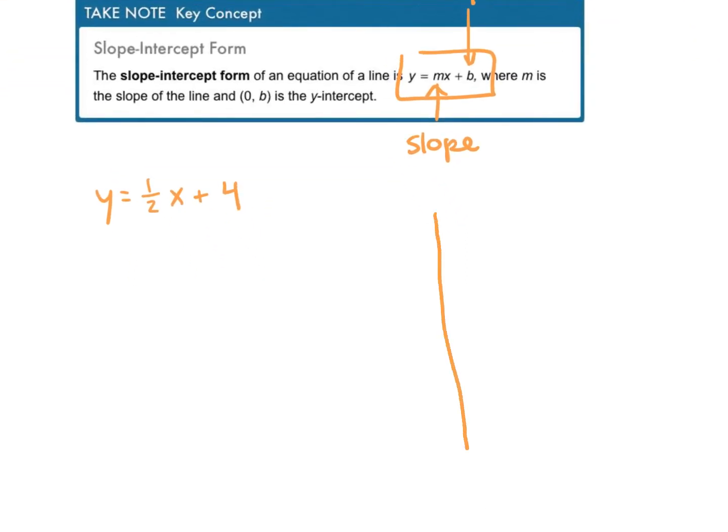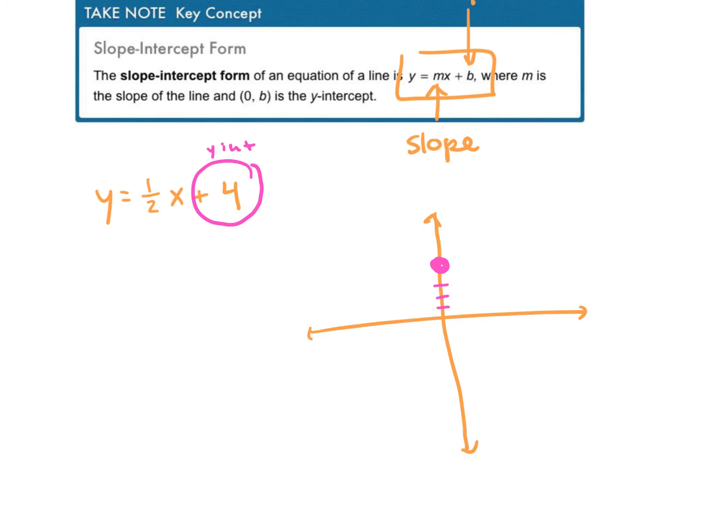What's the first thing I could put on my graph? The y-intercept. What's my y-intercept? 4. This 4 tells me where I'm going to cross the y-axis. So I know I'm going to cross that vertical line at 4. So that's my first point. That's my y-intercept.